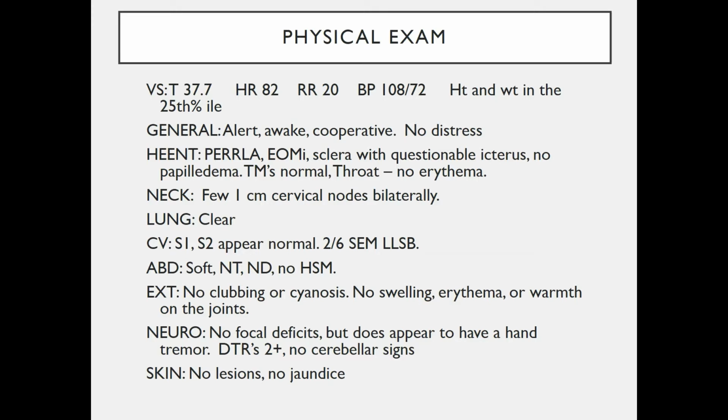Lungs are clear. Cardiac is regular rate and rhythm with a normal S1 and S2, but she does have a grade 2 out of 6 systolic ejection murmur at the left lower sternal border. Abdomen is benign. Extremities, there's no clubbing or cyanosis, no swelling, no erythema or warmth of the joints. Neural exam, there's no focal deficits, but she does appear to have a hand tremor. Deep tendon reflexes are 2+, and there are no cerebellar signs. On skin exam, there are no lesions and no jaundice noted.